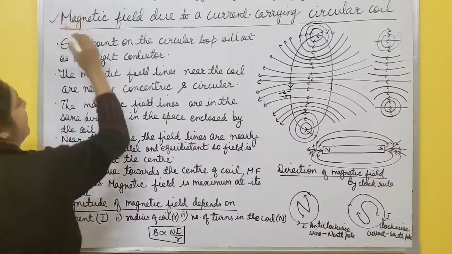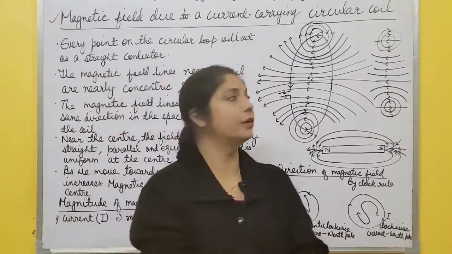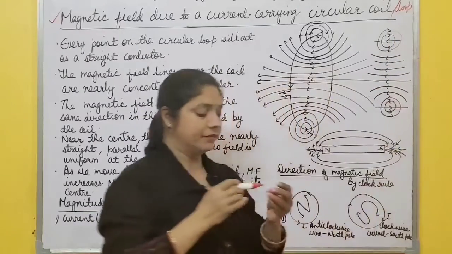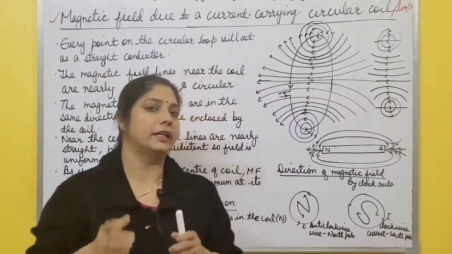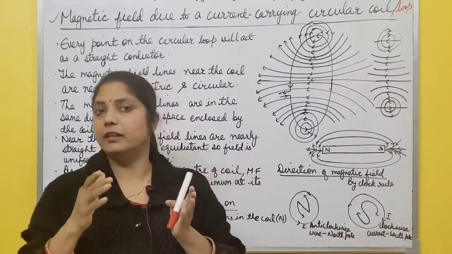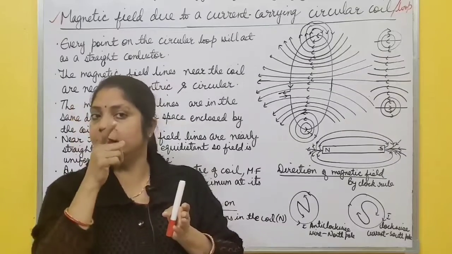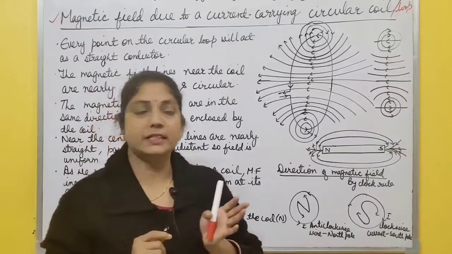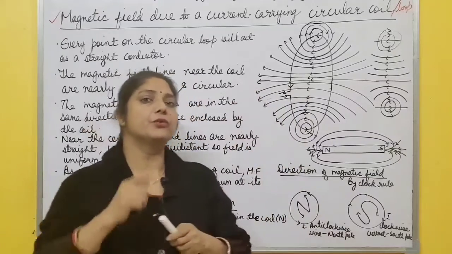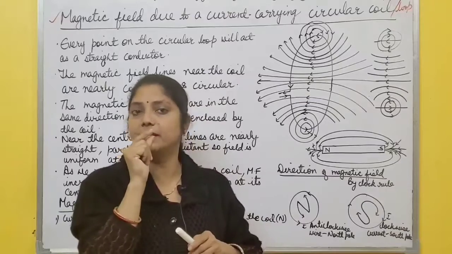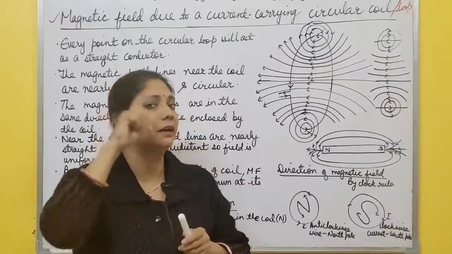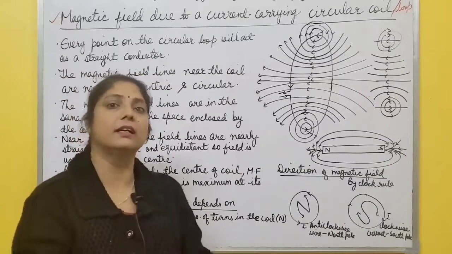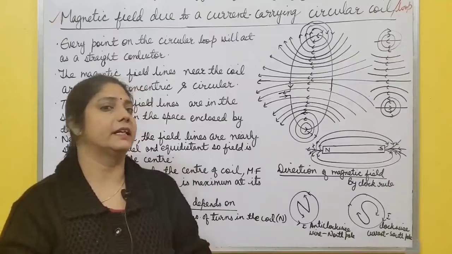Now, the next topic is magnetic field due to a current carrying circular coil, or you can say loop. Observe that when current flows through a conductor or any wire, then around that wire, magnetic field is present. In case of a straight conductor, I already discussed. Next, circular coil. If current flows through any circular coil, then what happens? Magnetic field is present around that circular coil. It means that the circular coil behaves like a magnet. And if it is a magnet, it has north and south pole.